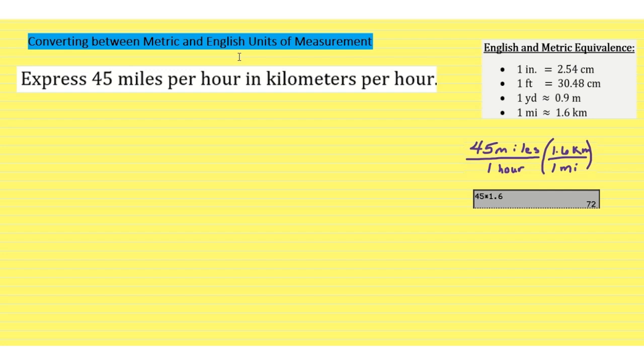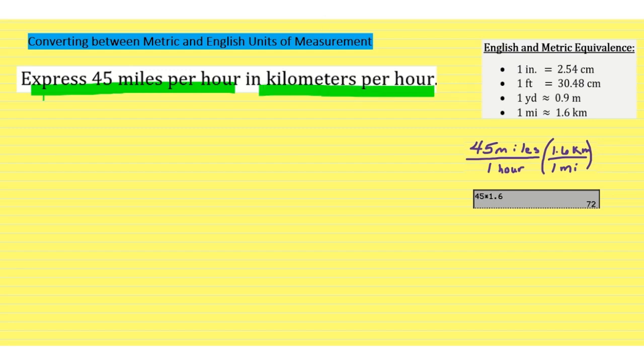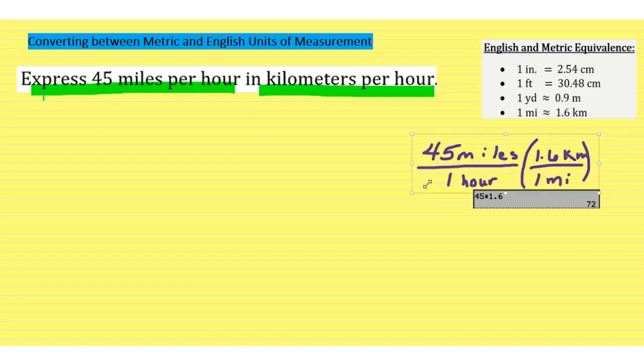This conversion is requiring us to use 2 different measurements. It says that it wants us to express 45 miles per hour in kilometers per hour. So we'll end up with 2 different units, kilometers per hour, at the end. So we're going to go ahead and set it up.